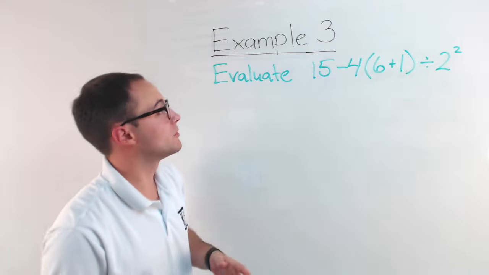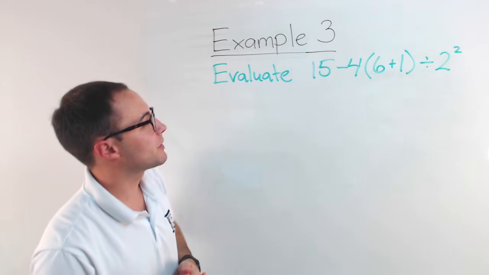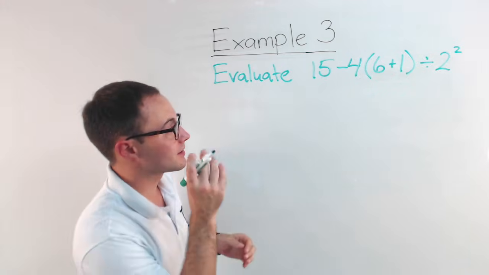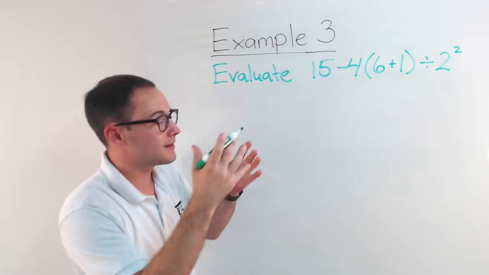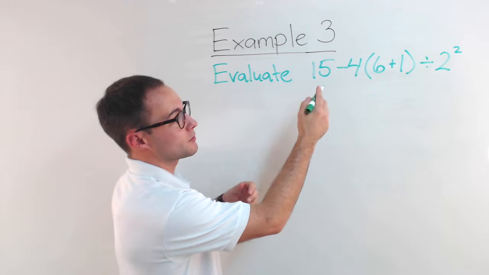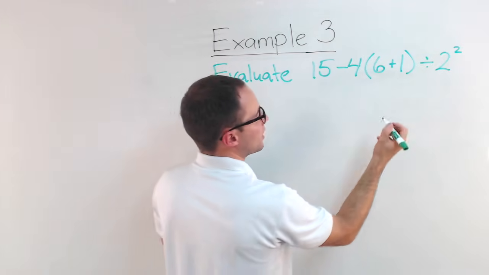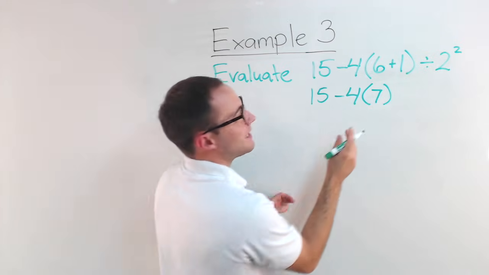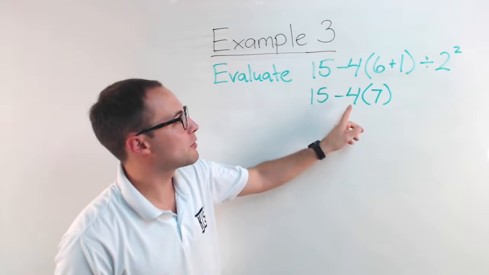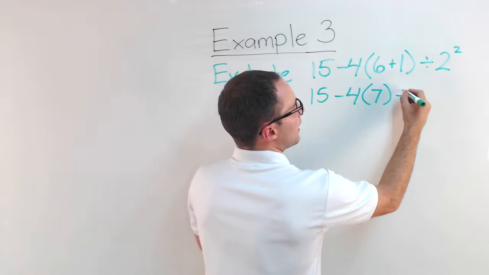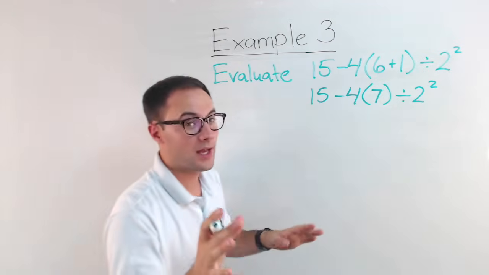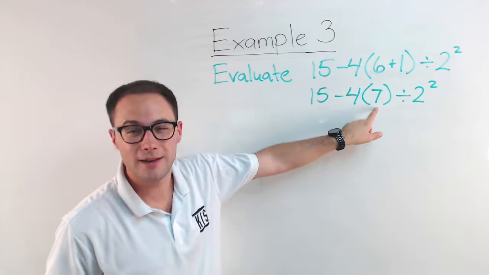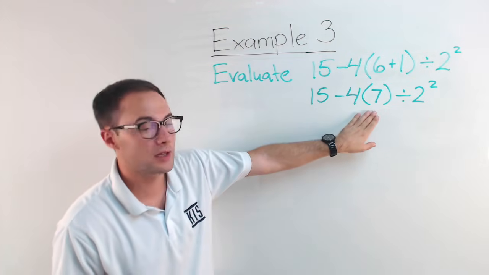Okay, let's do another example. So evaluate this numerical expression. Same thing, order of operations. We're going to do parentheses first. And again, if you want to pause it and do it on your own, go for it. So parentheses, I'm going to do 6 plus 1, which is 7. I'm going to keep those parentheses there because I have a number right next to the parentheses. And we haven't talked about that yet, but we'll get to it. So now after parentheses, there's nothing I can do inside the parentheses, so I'm going to leave it alone.